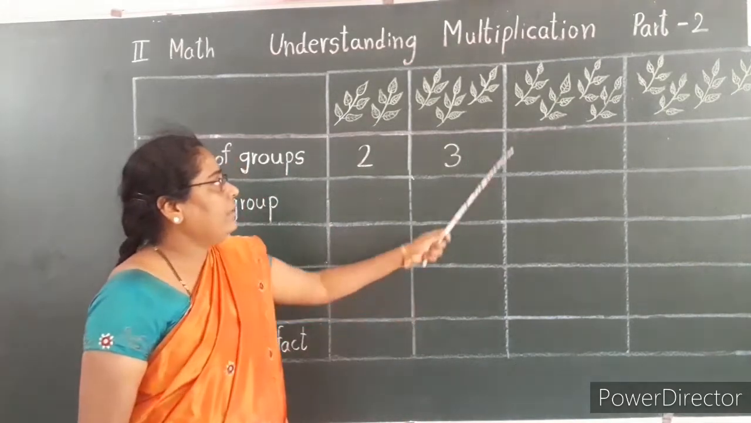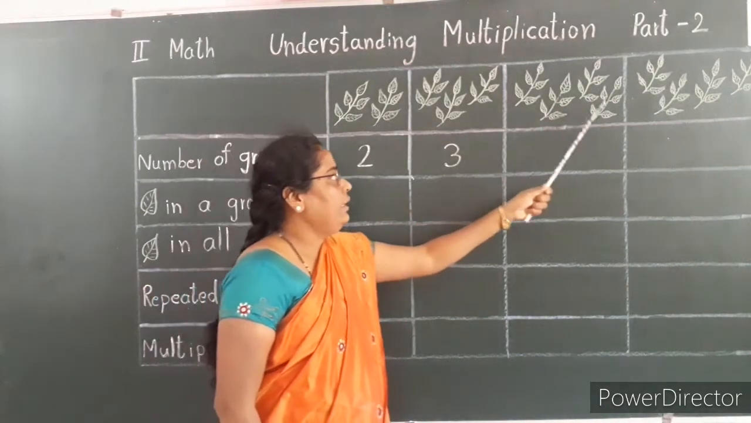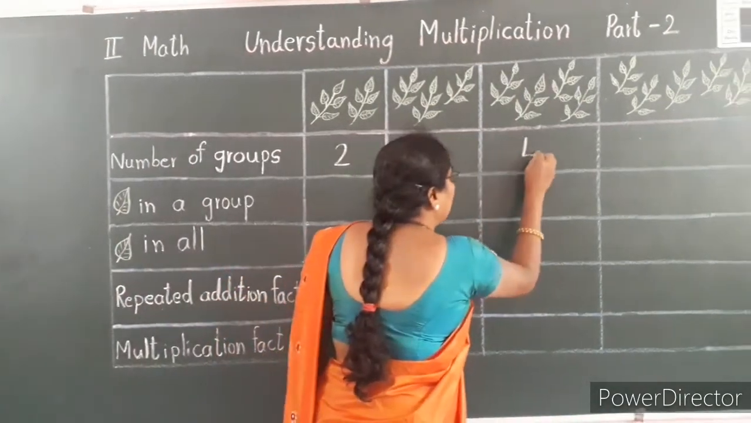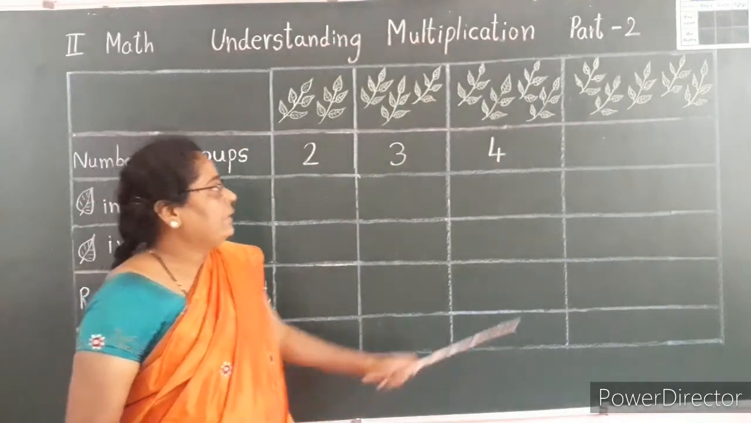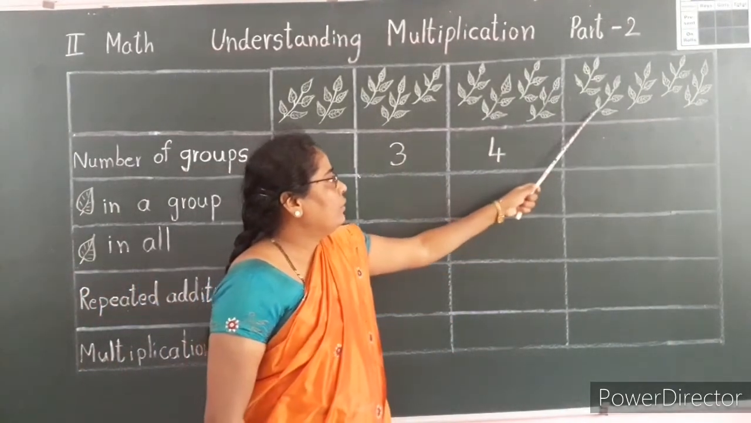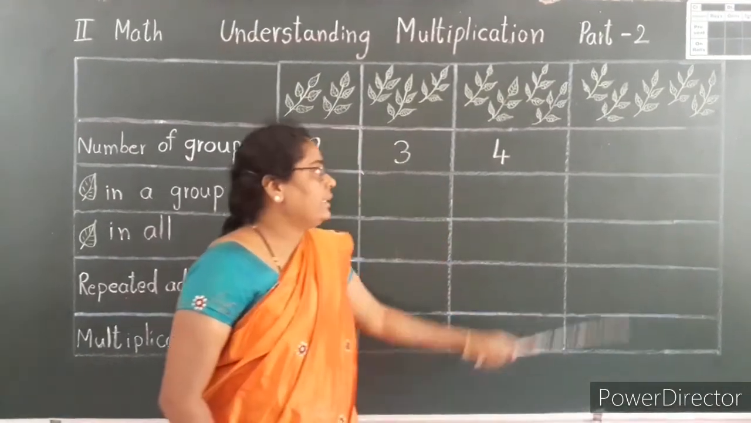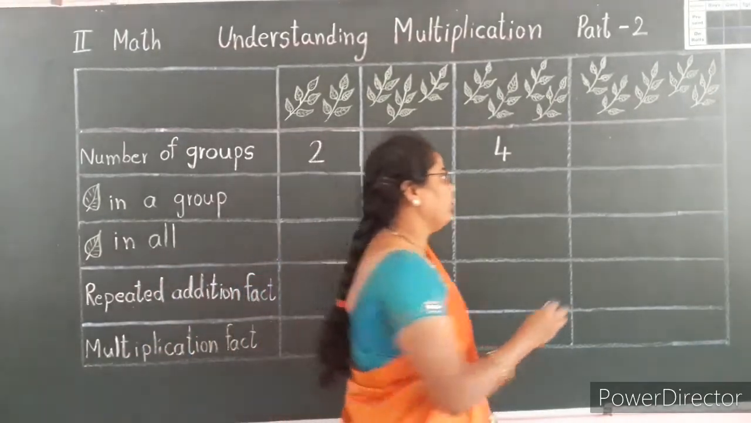Now next, first you count, 1, 2, 3, 4. Yes, there are 4 grooves of 5 leaves. Next one, 1, 2, 3, 4, 5. Yes, here 5 groups of 5 leaves.